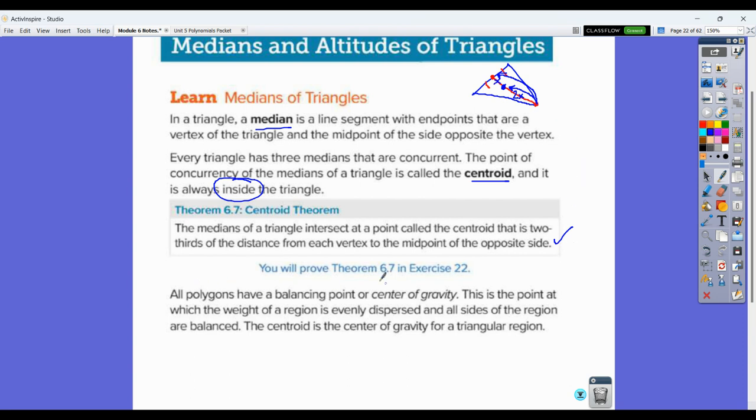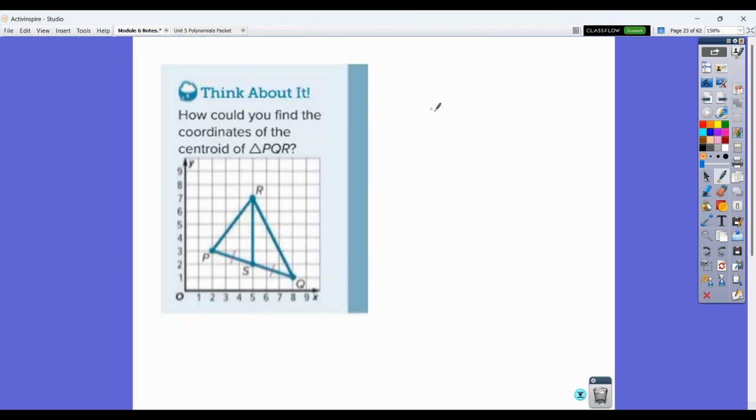All polygons have a balancing point or center of gravity. This is the point at which the weight of a region is evenly dispersed and all sides of the region are balanced. The centroid is that center of gravity. So that balancing point is what we're talking about here. That balancing point, or center of gravity, is actually the centroid. So if you make a triangle that is sturdy and you find the centroid of it, you will have a point of balance of that triangle.